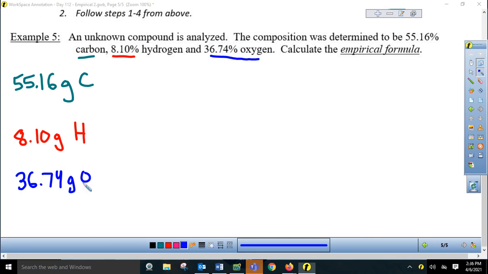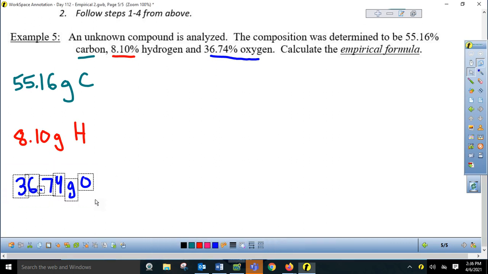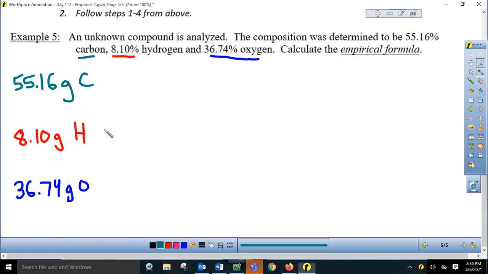Next step, and let me space this out a little bit here so it isn't all scrunched. Alright, so we're going to divide each by the molar mass. Alright, so I'm going to put these over 1.